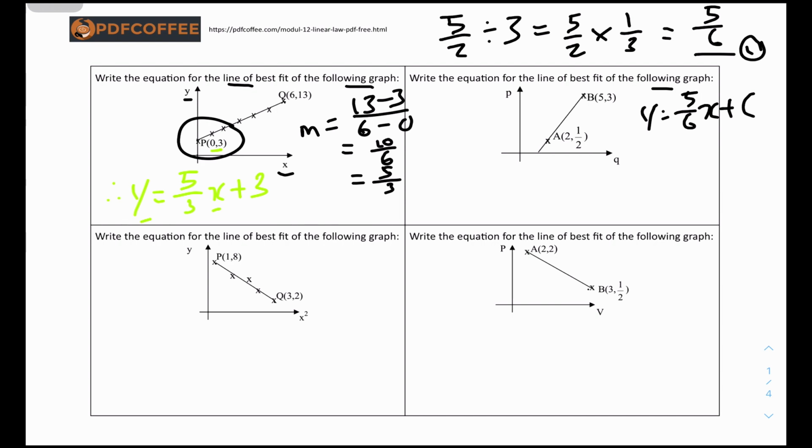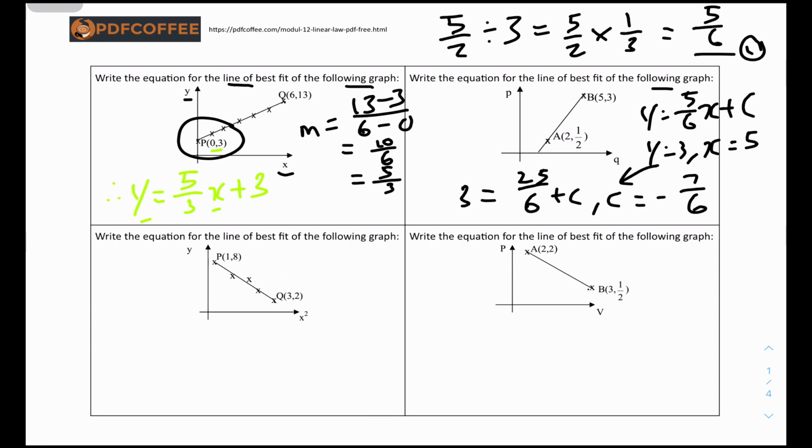We have no y-intercept values here straight away, so we have to do some substitution. So we can substitute, let's choose the B point, y equals 3 and x equals 5. So it will be 3 equals 5 times 5 over 6, 25 over 6, plus c. If you minus both sides by 25 over 6, it will be 3 minus 25 over 6 equals c, which is minus 7 over 6.